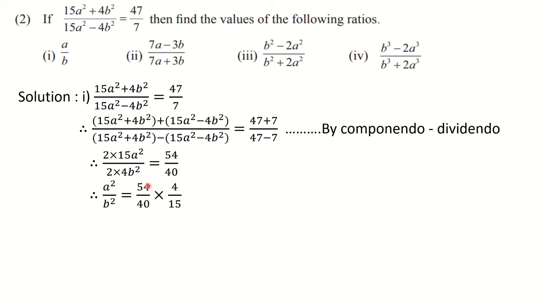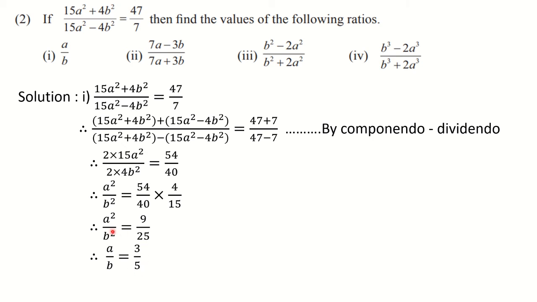Then again you can reduce this 54 and 10, and then you will get 27 upon 5. And here if you reduce, then you are going to get the perfect square. We are going to again divide by 3, because both the numbers are divisible by 3. So you are going to get the answer as 9 upon 25. a square upon b square is 9 upon 25 after doing the cancellations, which are perfect squares. So by taking the square root, I can write down a upon b as 3 upon 5.